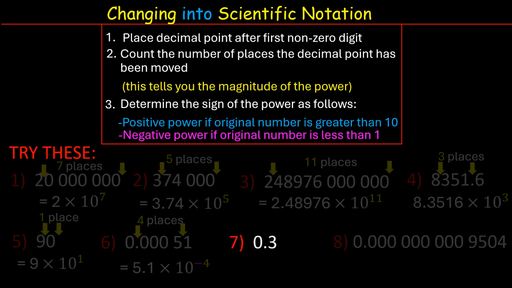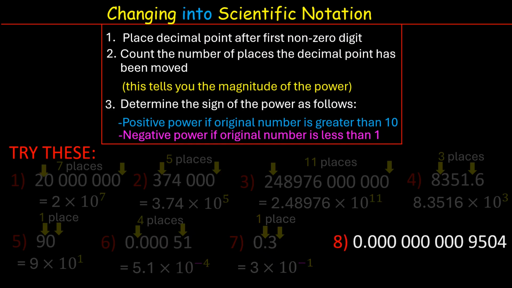Next, we have only one place to move the decimal point, so 0.3 is the same as 3 times 10 to the power of negative 1. And in the last one, we need to move 10 places to jump over the 9, so the power is negative 10, giving us 9.504 times 10 to the minus 10.